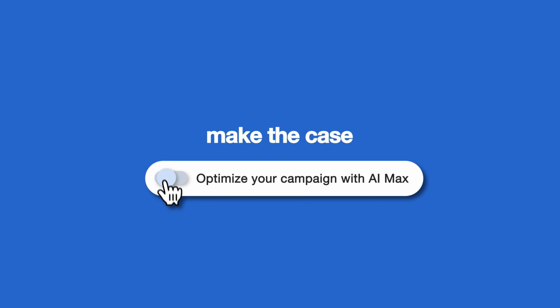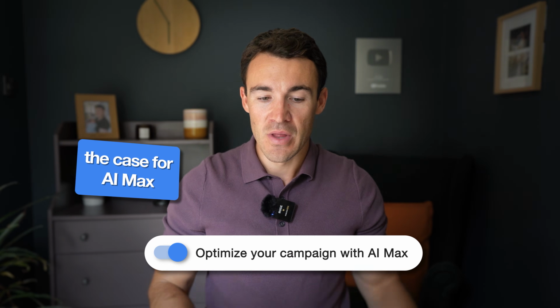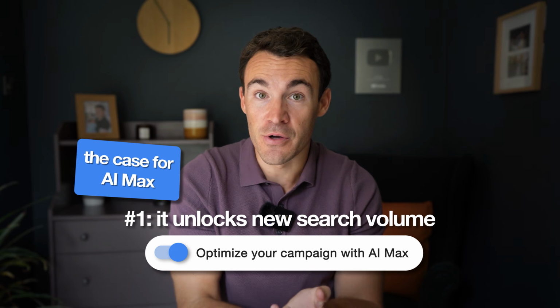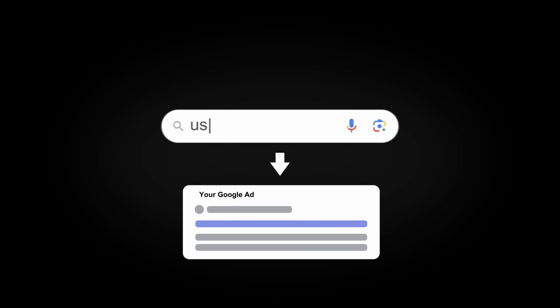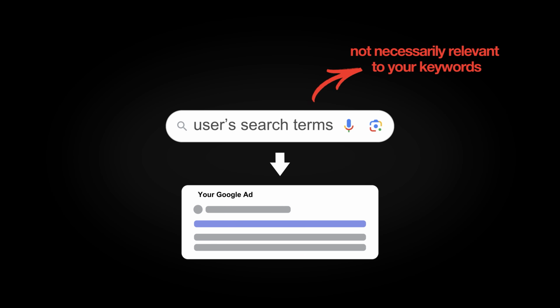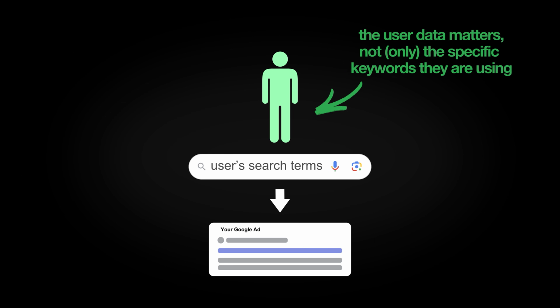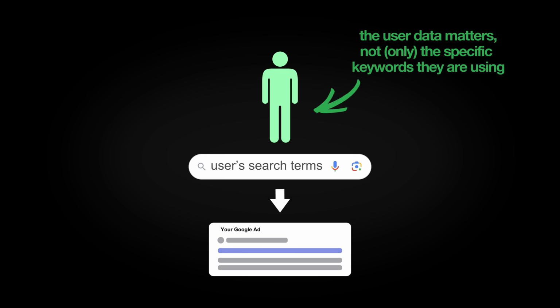So let's quickly make the case for AI Max, and it is a compelling case. There are a number of points that I want to quickly run through. So first, it unlocks new search volume, because Google can put your ads in front of searches that are not as relevant to your keywords, very different from your keywords, and in front of people that maybe aren't even searching right now for your products or services, but Google thinks they might be in a position to convert. So the potential expansion in search volume is huge. Don't think of it as just a 10% increase. No, much more significant than that. So if you want to expand, you want to scale, it can be a great way to do so.